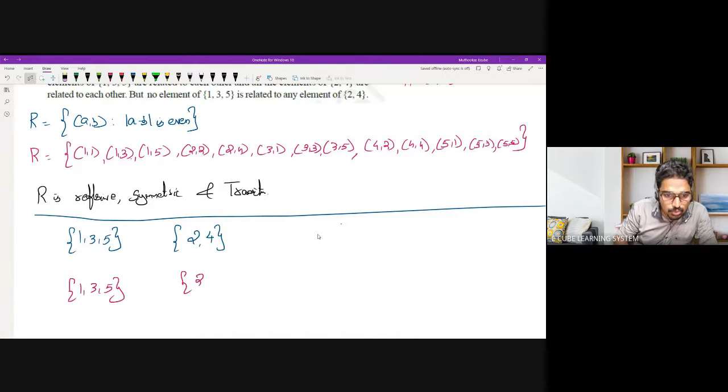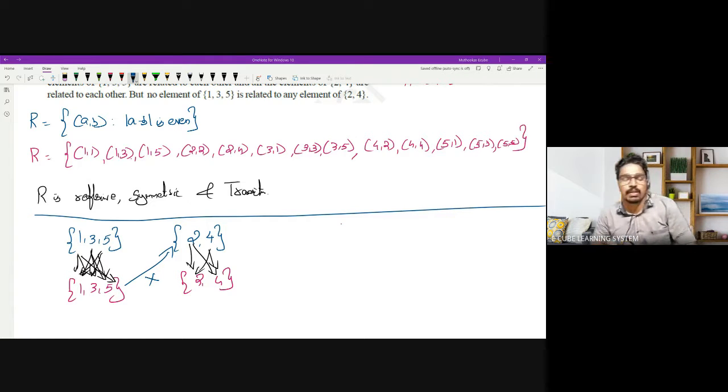So the meaning of the question is every element in 1, 3, 5 is related to each other. Every element in 2, 4 is also related to each other. But no element in 1, 3, 5 is related to any element in 2, 4. There is no 1 2, no 1 4, no 3 2, no 3 4, no 5 2, no 5 4.